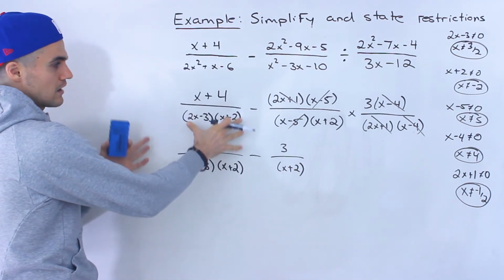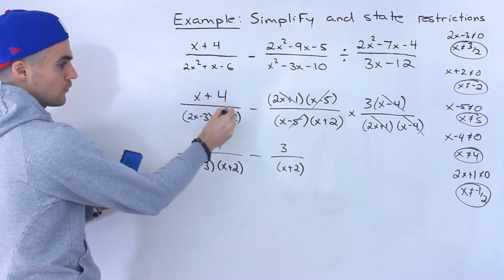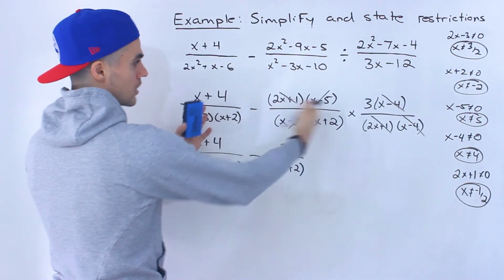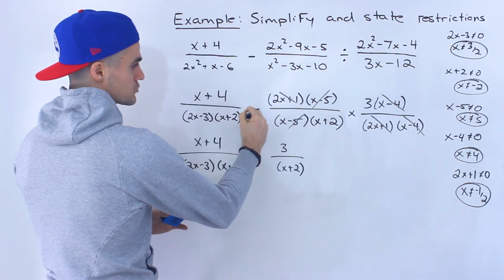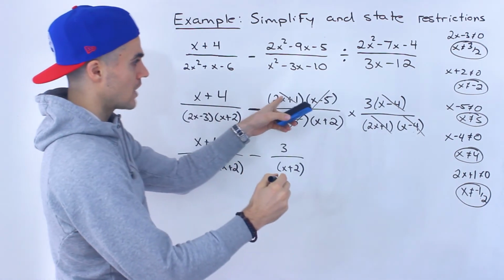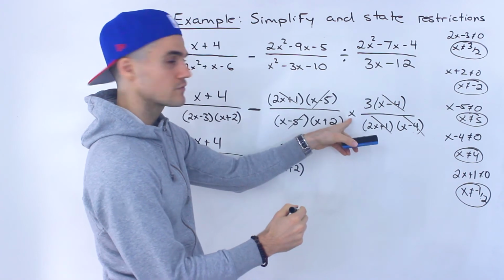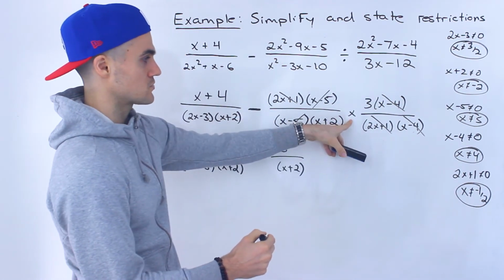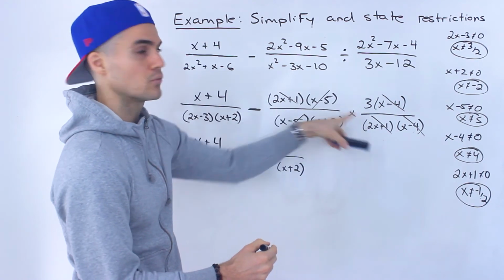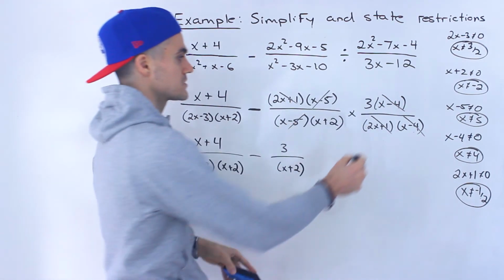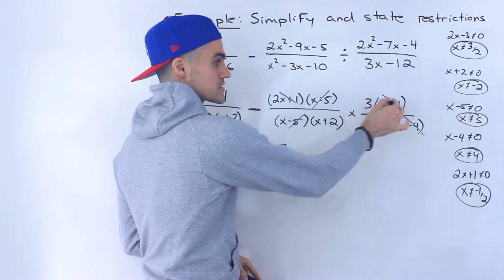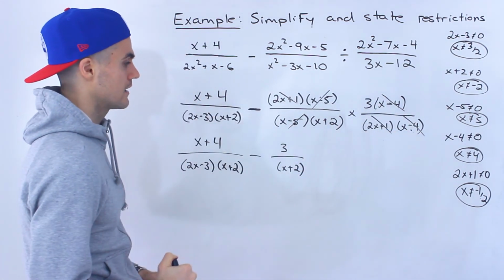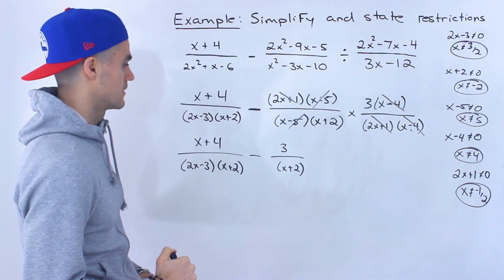Notice over here, nothing was able to cancel out. The x plus 4 wasn't in the denominator, and then we couldn't cross over to here because there's this subtraction over here. We can cross out stuff like this 2x plus 1 if there's a multiplication, but if there's an addition or subtraction, then we wouldn't be able to cross those out. But we would still be able to cross out the x minus 5s and the x minus 4s because they were within the same expression, within the same fraction.